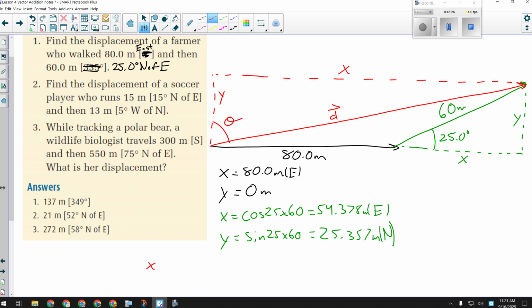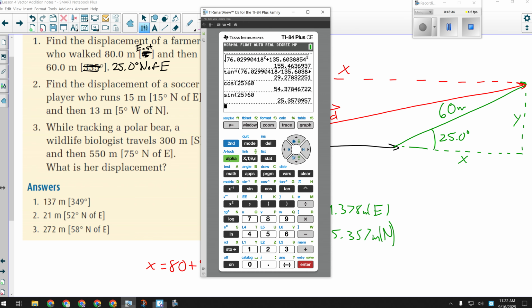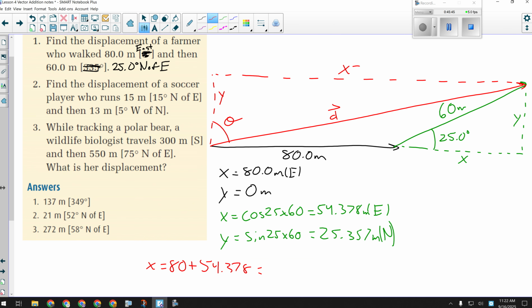Red X will be 80 plus 54.378. 80 plus 54.378, so red X is 134.378 meters. And Y is 25.357 meters, because black Y is 0, and anything plus 0 is itself. Everybody with me so far?